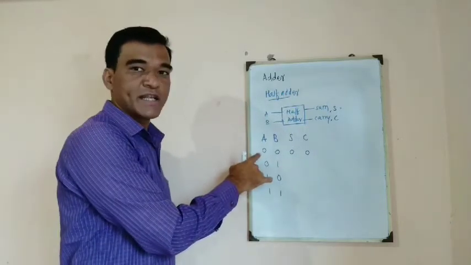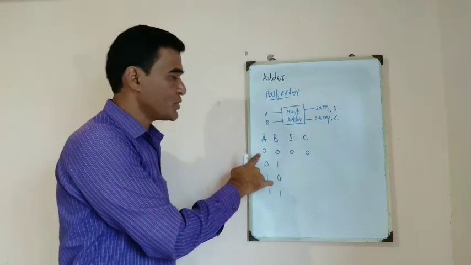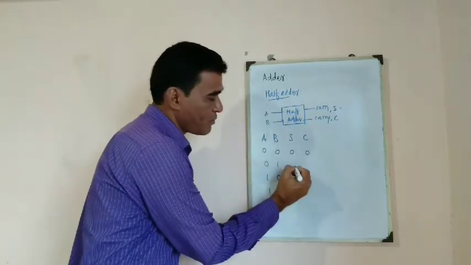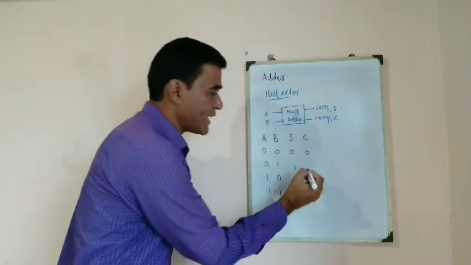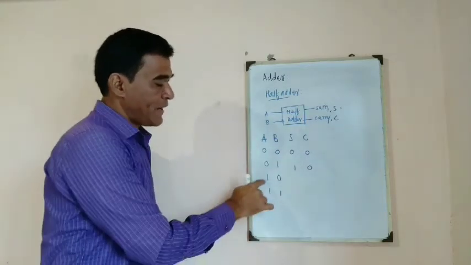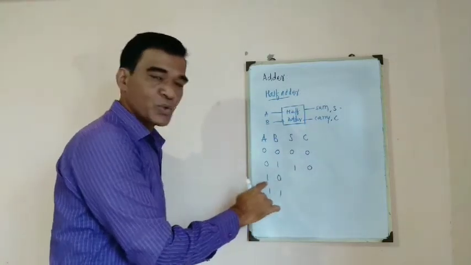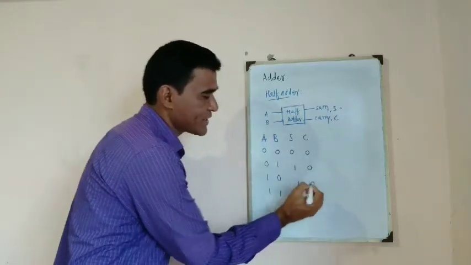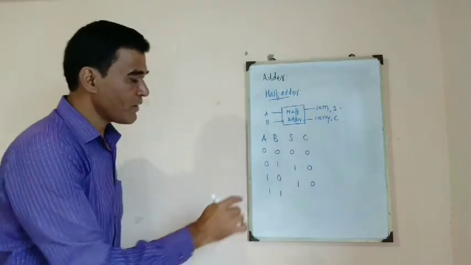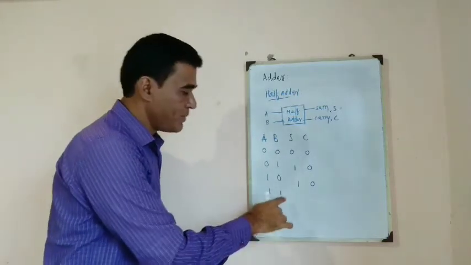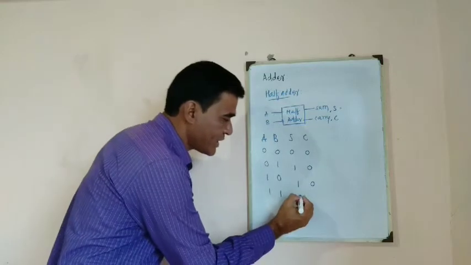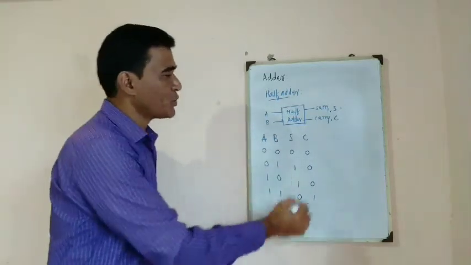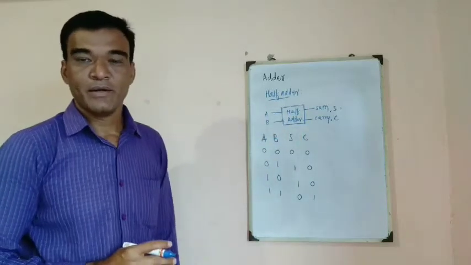For this case, that is when A is equal to 0 and B is equal to 0. When A is equal to 0 and B is equal to 1, I will get a sum 1. Again carry is 0. When A is equal to 1, B is equal to 0, again 1 plus 0 is 1, carry is not generated, hence carry is equal to 0. When A is equal to 1, B is equal to 1, you will get a result 0 with the carry 1. Right. This is nothing but the truth table for half adder.